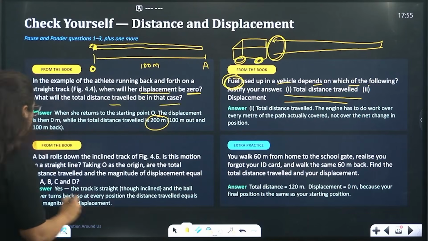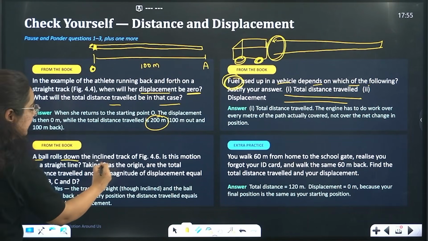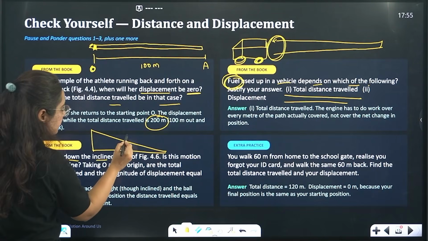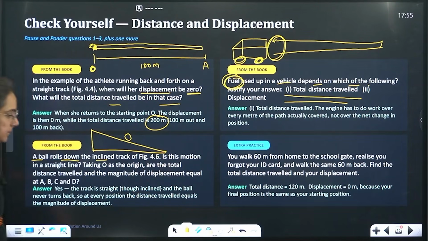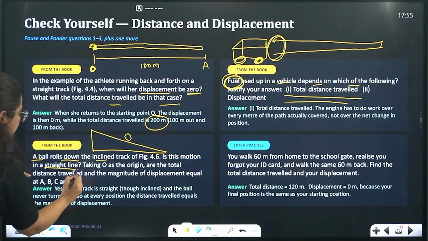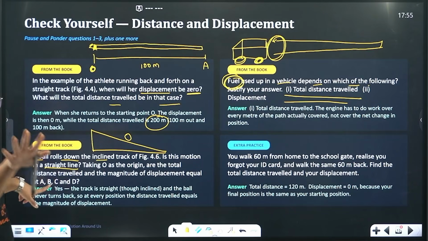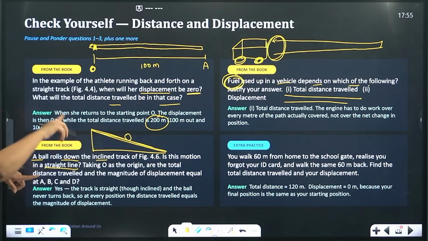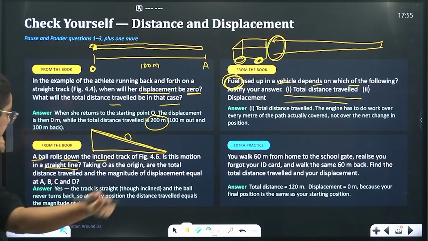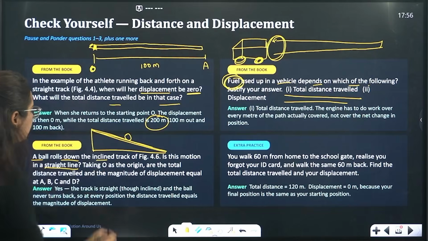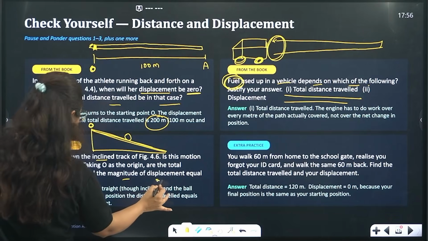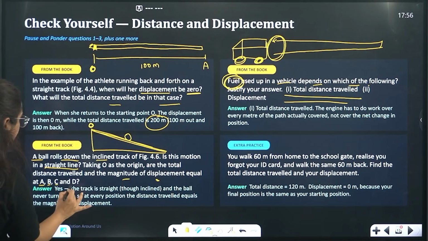Very easy. Next, a ball rolls down an inclined track. So there is an inclined track like this, and here is a ball rolling down it. Is this motion a straight line motion? First you have to answer this. Yes, this motion is also a straight line motion. It is not circular, it is not oscillatory, for obvious reasons. Taking O as the origin point, see, this is the origin point. The total distance traveled and the magnitude of displacement are equal at points A, B, C and D?